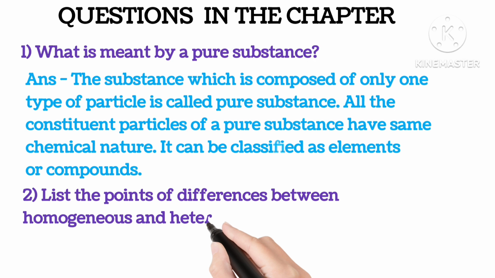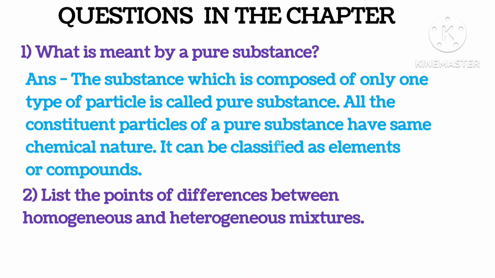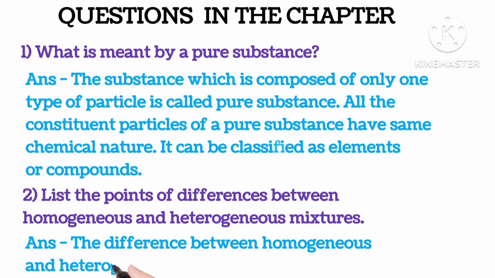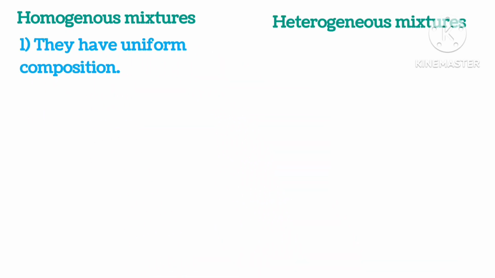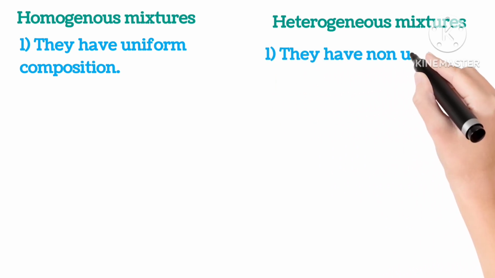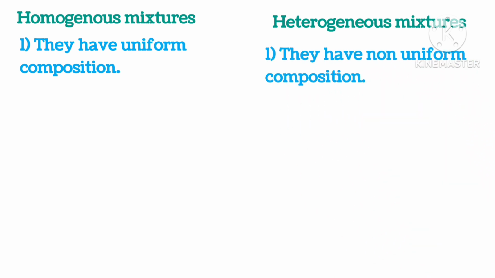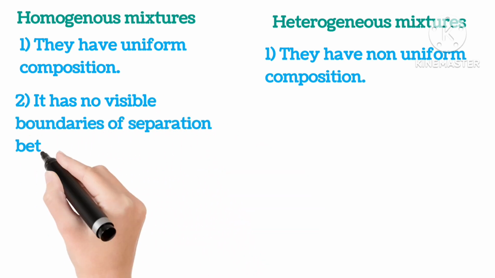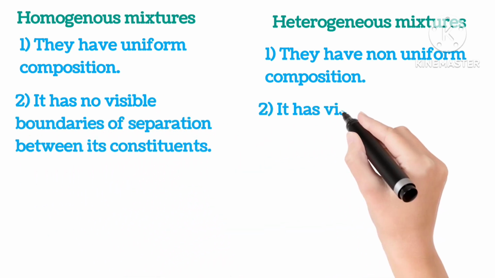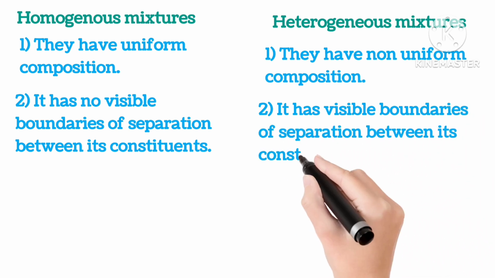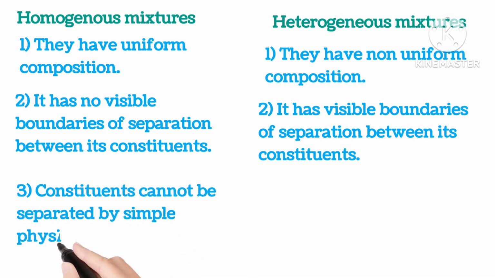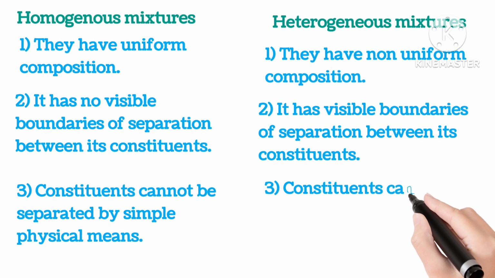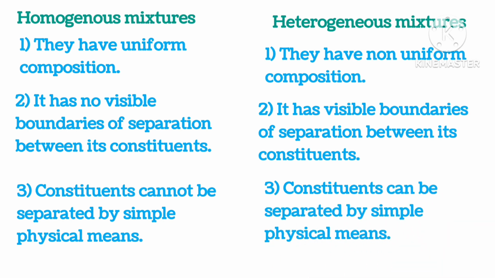List the points of difference between homogeneous and heterogeneous mixtures. So the differences between homogeneous and heterogeneous mixtures are: homogeneous mixtures have uniform composition and heterogeneous mixtures have non-uniform composition. Homogeneous mixtures have no visible boundaries of separation between its constituents. Heterogeneous mixtures have visible boundaries of separation between its constituents. Constituents cannot be separated by simple physical means in homogeneous mixtures, but in heterogeneous mixtures they can be separated by simple physical means.